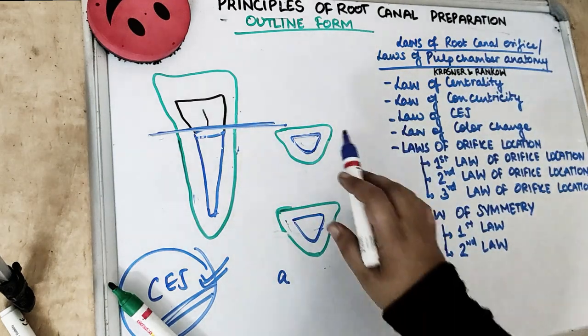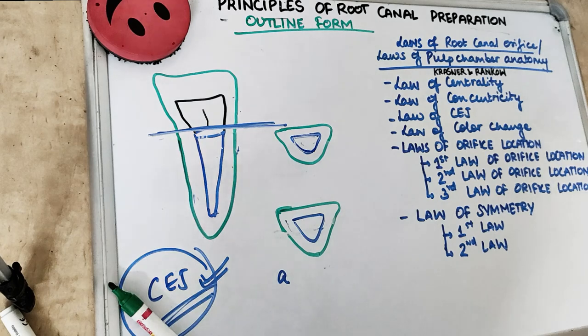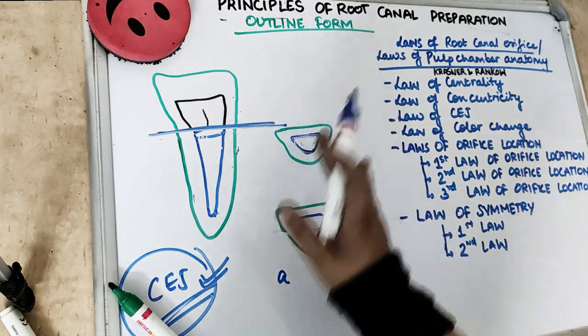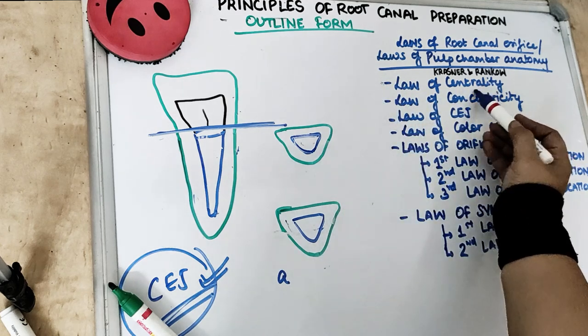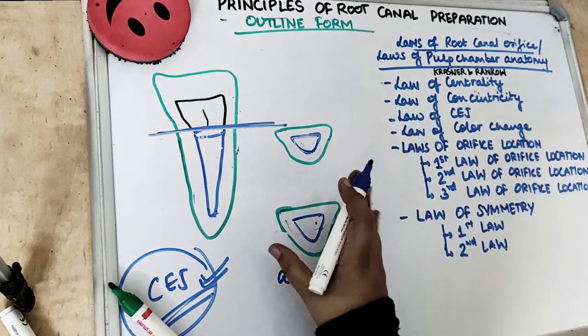First of all, the law of centrality means, as the name suggests, and I have always told you to go by the name and you can write it on your own, you don't even have to remember it. Law of centrality means it should be at the center. So the pulp chamber is going to be at the center of the tooth.